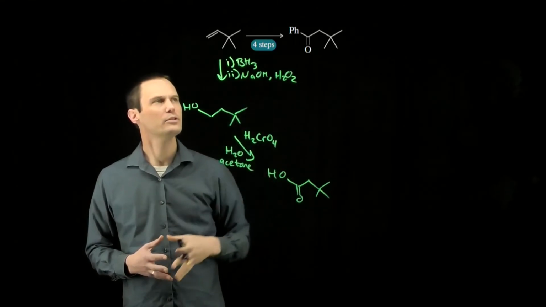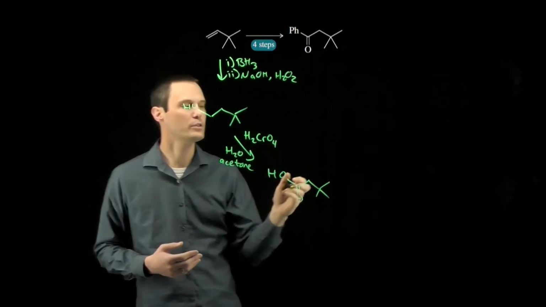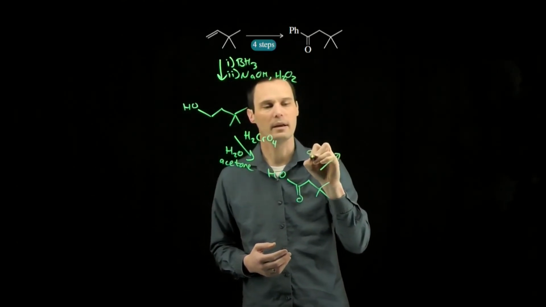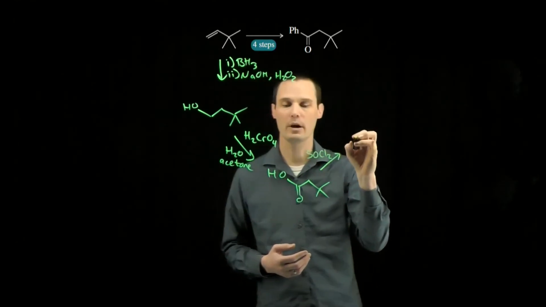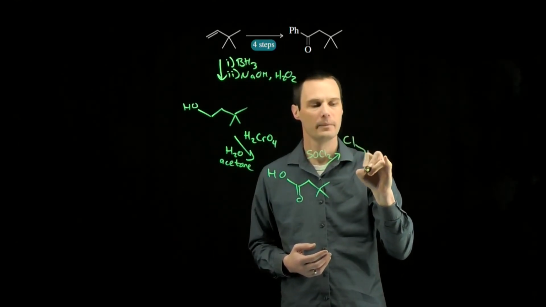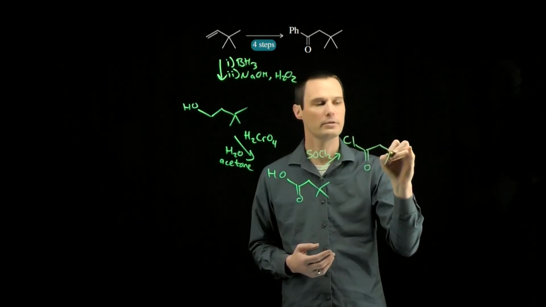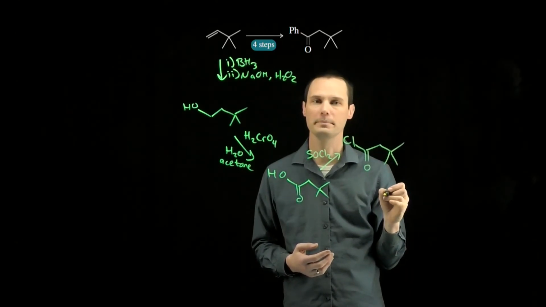To turn the acid into the ketone using a cuprate reaction, I need to turn the carboxylic acid into an acid chloride. And I can do that with thionyl chloride. Thionyl chloride turns a carboxylic acid into an acid chloride.